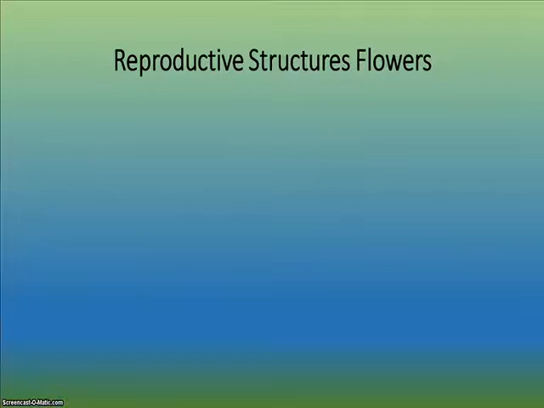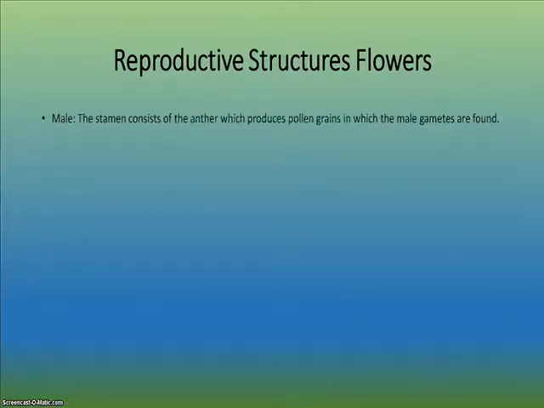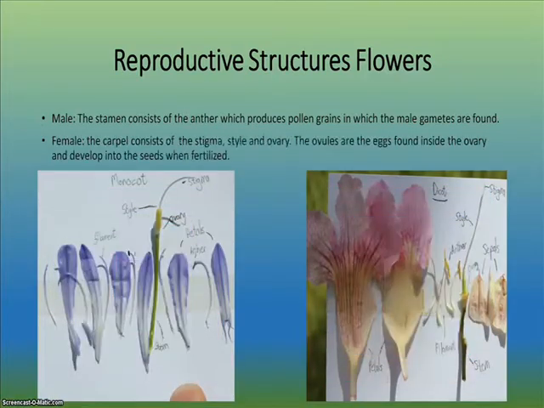Reproductive structures of flowers. The male stamen consists of the anther, which produces pollen grains in which the male gametes are found. In the female, the carpel consists of the stigma, style, and ovary. The ovules are the eggs found inside the ovary and develop later into seeds once they are fertilized.